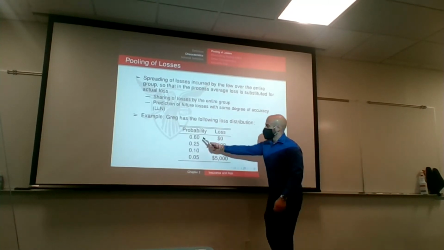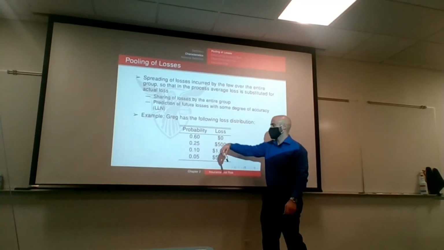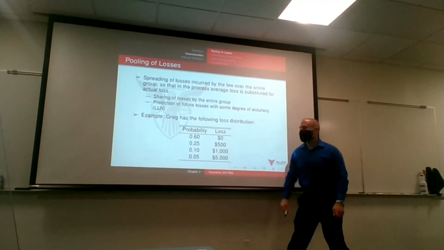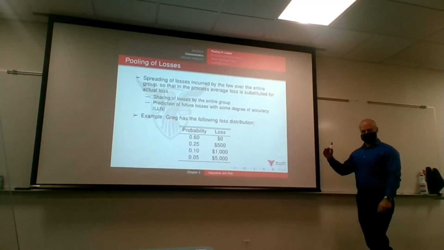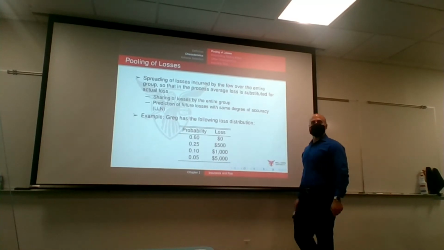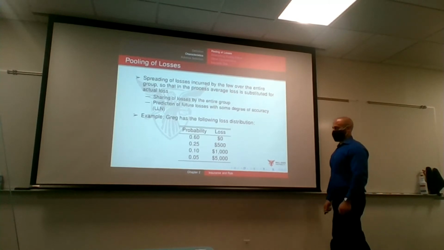So he has the following loss distribution. Each probability tier is tied to the loss tier, so it's a 60% chance of 0, 25% of 500, 10% of 1,000, and then 5% of 5,000. So they're tied in those tiers. We have 4 outcomes and 4 associated, or paired, probabilities.